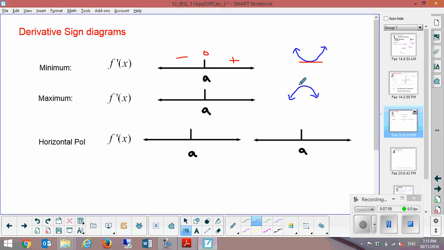On the other hand, if we have a maximum and our horizontal tangent is at that maximum, then we've obviously got a 0 at our maximum. What's the gradient here? Positive. On this side, negative. So that tells us we have a maximum.